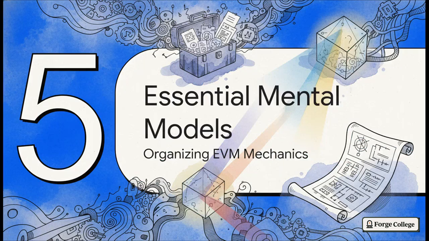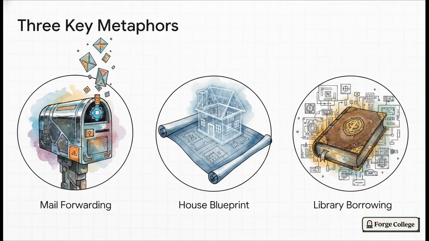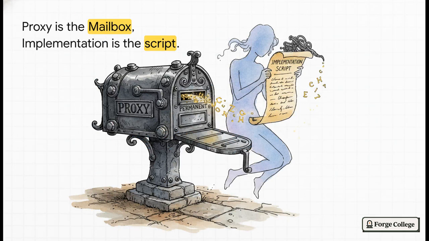Section 5. 3 essential mental models. Organizing EVM mechanics. Because these EVM mechanics can get a little abstract, I'm going to give you 3 essential analogies to keep firmly organized in your mental toolbox. We've got mail forwarding for understanding callers and storage, a house blueprint for layout discipline, and library borrowing for code reuse. First up, the mail forwarding model.